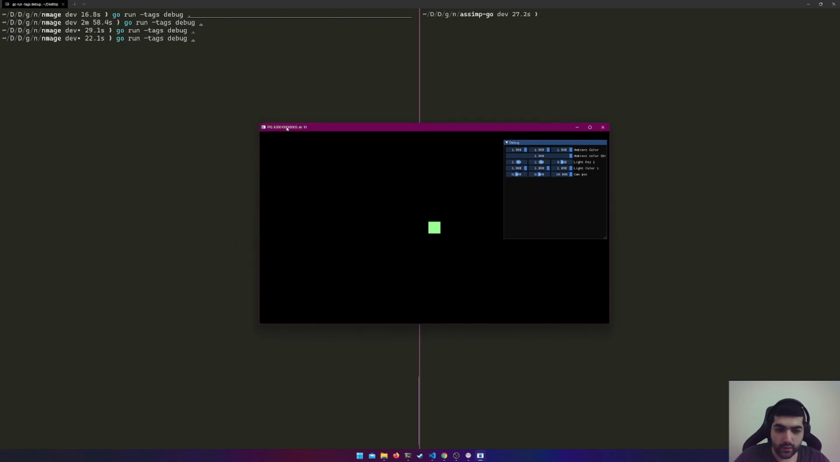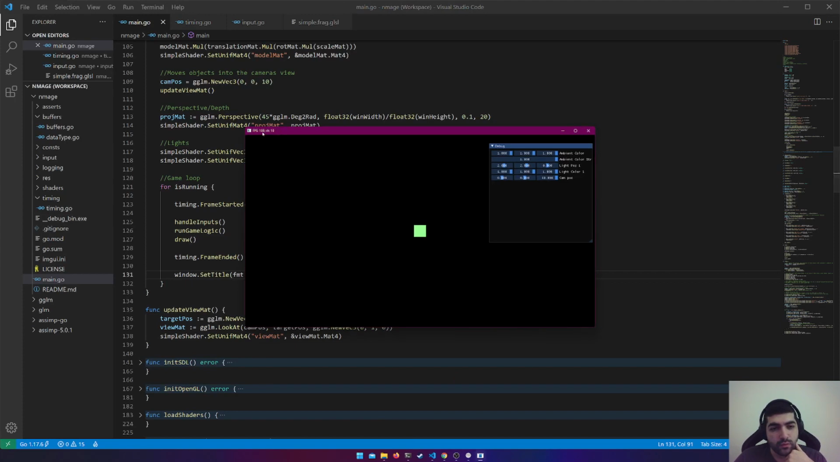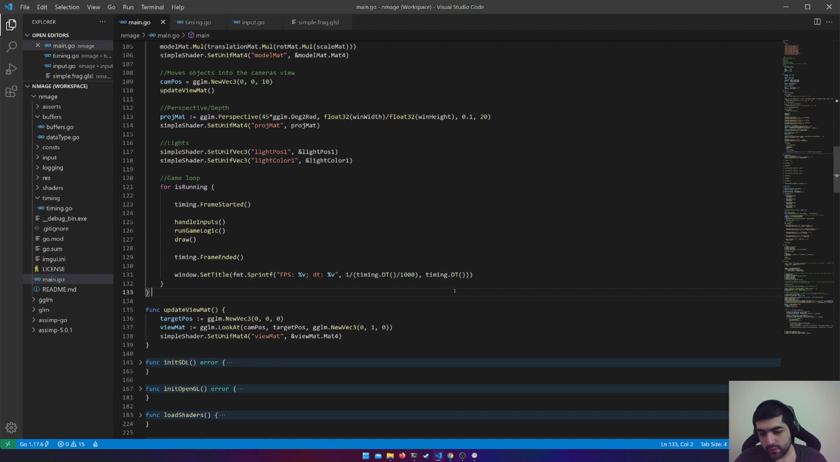Okay, the calculation broke. Why is that? One thing is 100 FPS seems slow. Yeah, 100 or so seems relatively small. It should be a lot higher.